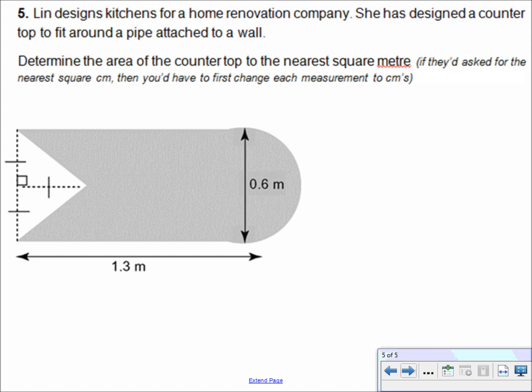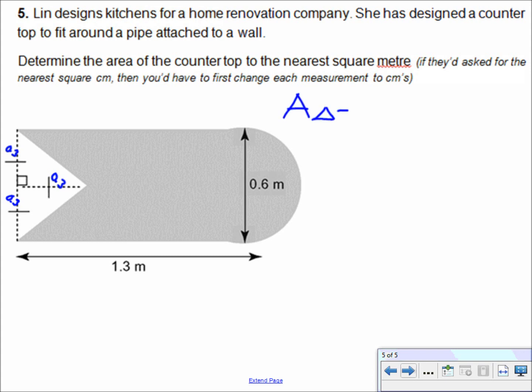We know what the length and width of the rectangle are, and we know that the entire length of this is 0.6. Does everyone agree with that? So then these little bits are actually going to be 0.3 because they're half of that entire length. Okay, so this is going to be 0.3, this will be 0.3, this will be 0.3. Everyone agree?